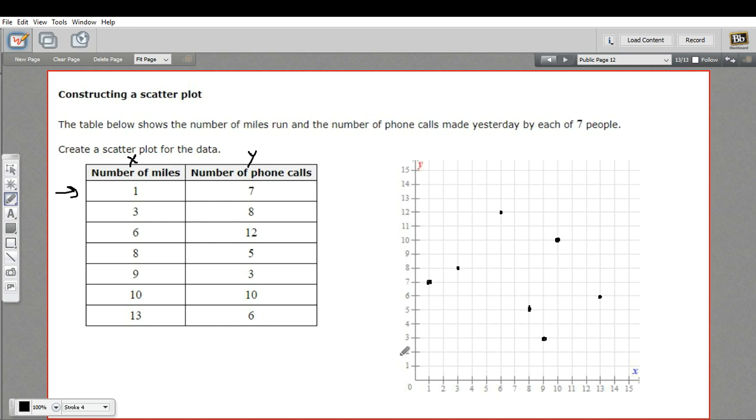The reason we do this actually is because sometimes these points will all sort of bunch up in a particular direction, and that will actually tell us something about these two pieces of data. Maybe somehow the number of miles run affects the number of phone calls someone makes, and maybe it doesn't. And a scatter plot is a visual way to show us whether it does or not. So that is how to construct a scatter plot.